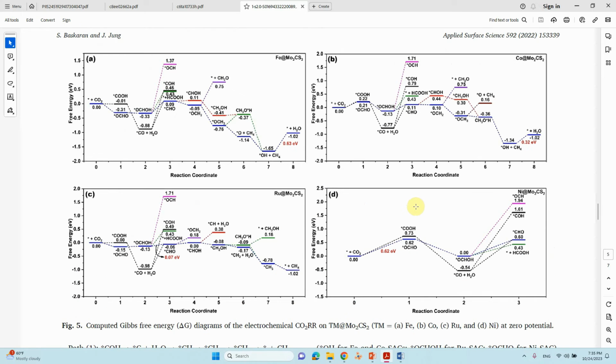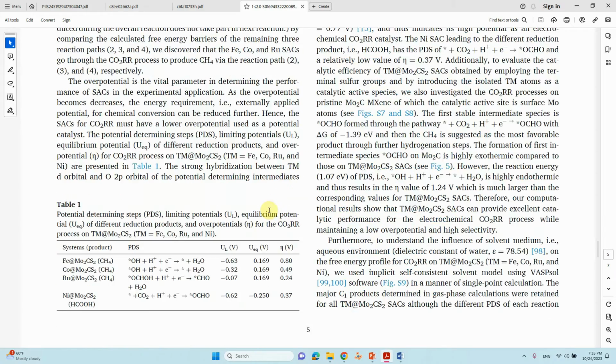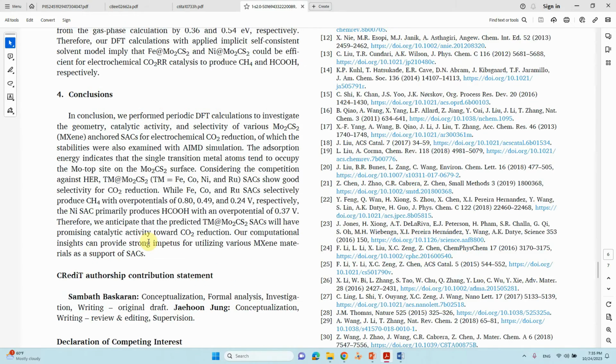This is the constructed energy profile. You can see how I constructed it. You can also make it like this. Here you can read this paper and also see Table 1, where you can identify the potential determining step. So that's all.